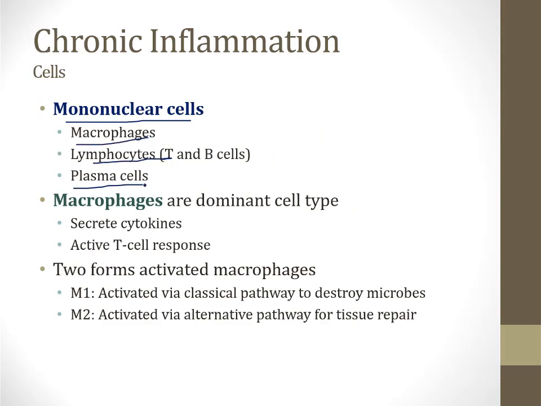The main cells in chronic inflammation are mononuclear cells like macrophages, lymphocytes like T and B cells, and plasma cells. You do not see neutrophils in chronic inflammation in general. Macrophages are the dominant cell type. They secrete cytokines and they also activate the T cell response in chronic inflammation.